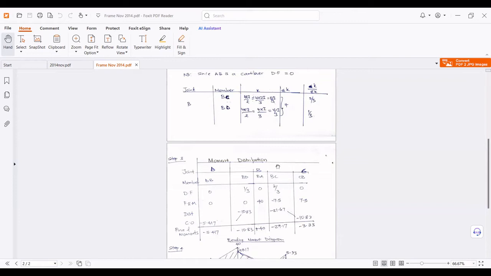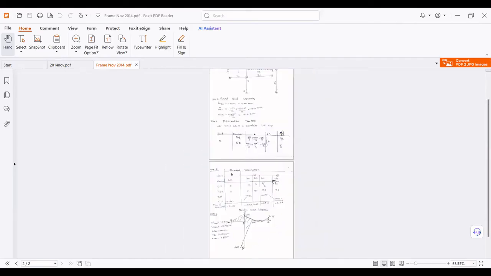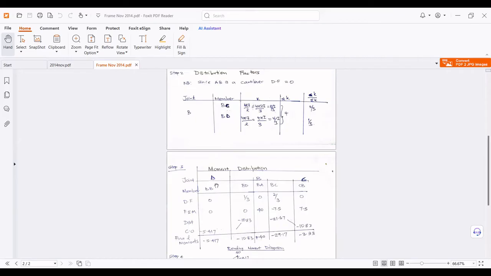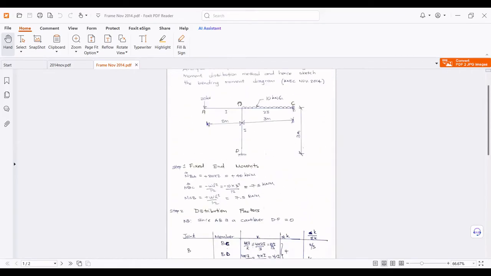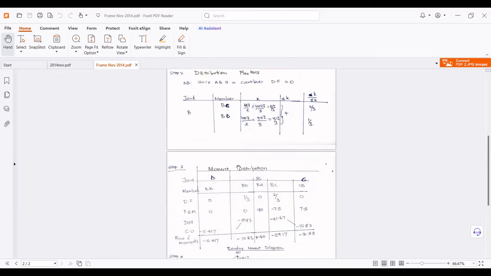The next stage is now doing the actual distribution. So you prepare such a table where you have the joint, the member, the distribution factors and the moment. So the joints are D, B, and C. The members are DB, BD, BA, and BC. Now, for member DB, there's no loading. So the fixed end moment will be zero. The actual distribution is going to take place here where there's loading.